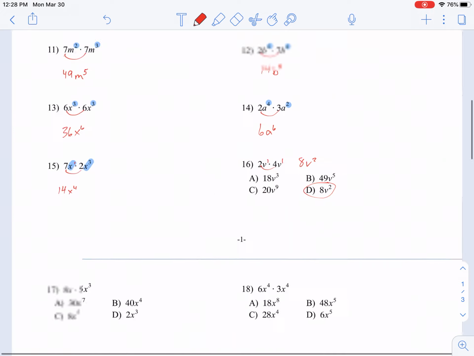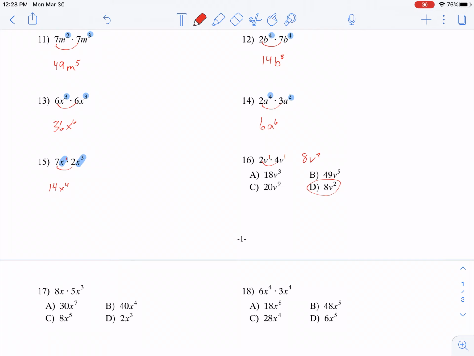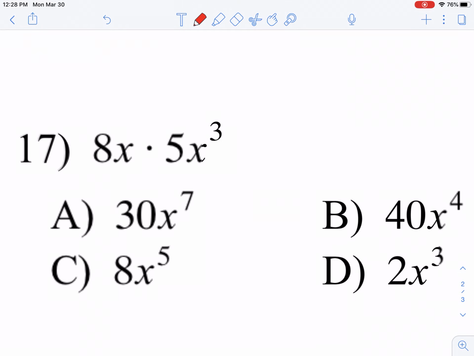Sometimes it doesn't always work out like that, where you have that as an easy, quick answer. The other option is look and say, oh, well, this has to be x to the 4th. Well, this is the only one that has x to the 4th.